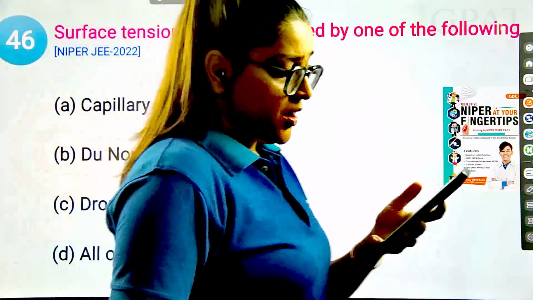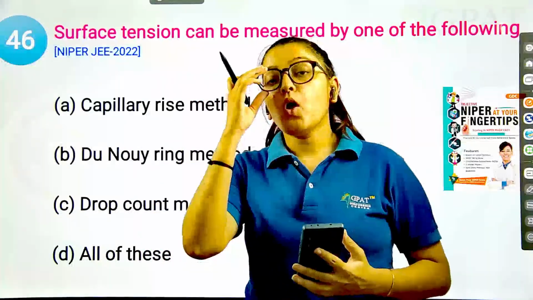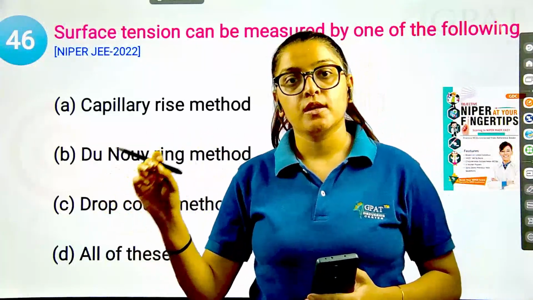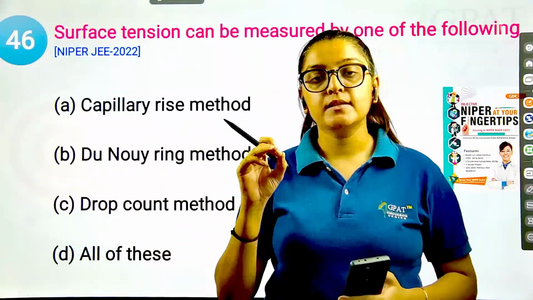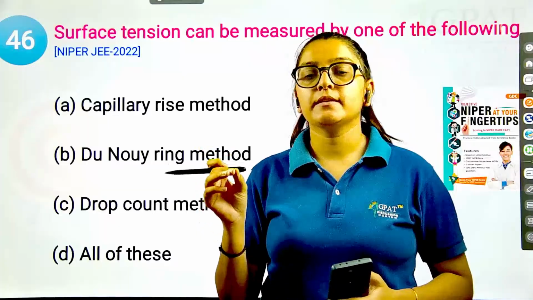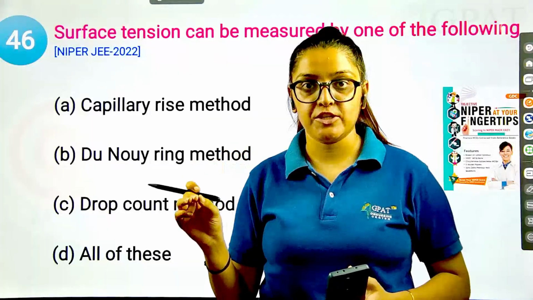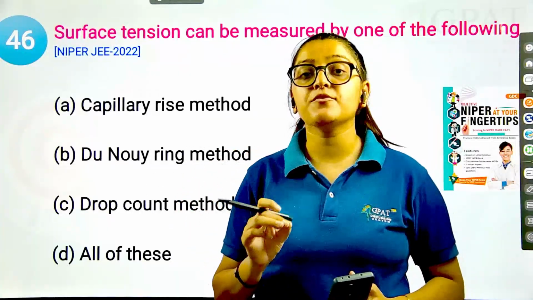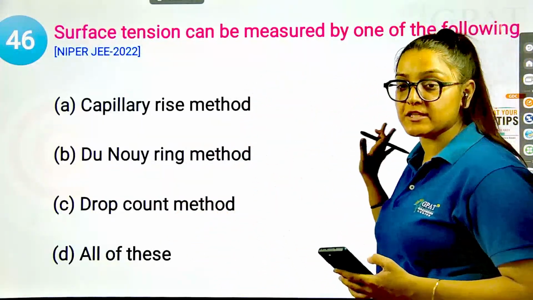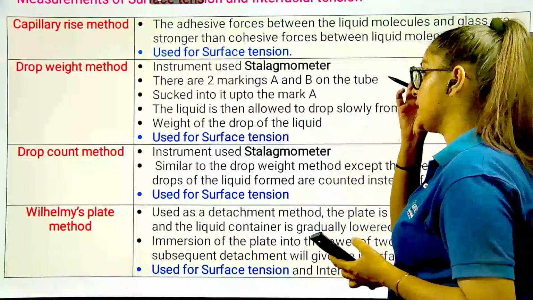One student has still mentioned capillary rise method. See, all the methods, Wilhelmy plate method, drop count, drop weight method, ring detachment method, capillary rise method, all of these methods are for both surface and interfacial tension except for the capillary rise method, which is exclusively for surface tension. But in this case, all these are also for surface tension. So the correct answer will be option number D.